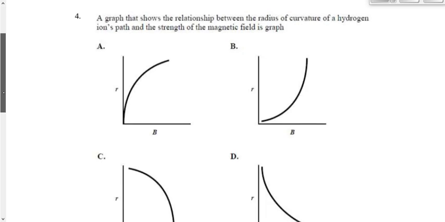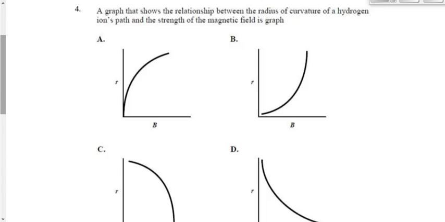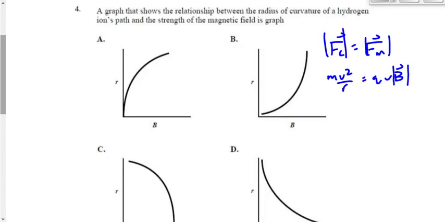Four, the graph that shows the relationship between radius and the strength of the magnetic field is which one? I don't know. Off the top of my head, I don't know. How do I tackle this graphical relationship that I've never been asked before? Yeah, write down an equation, which in this one is going to be one you have to derive, but it's one that we've derived a number of times. Fc equals Fm. mv squared over r equals qvb. We want to solve for r, because it's on the y-axis.